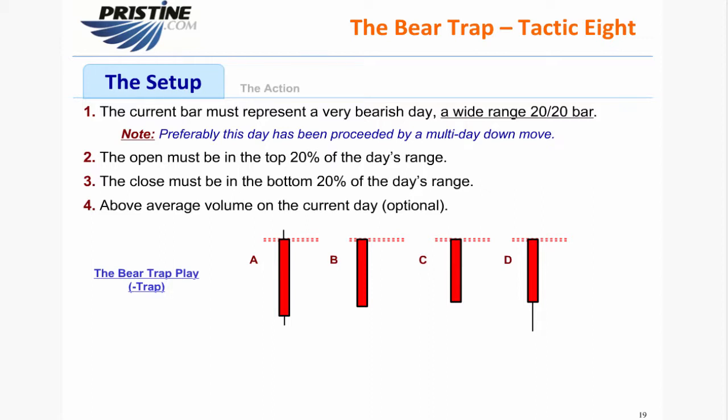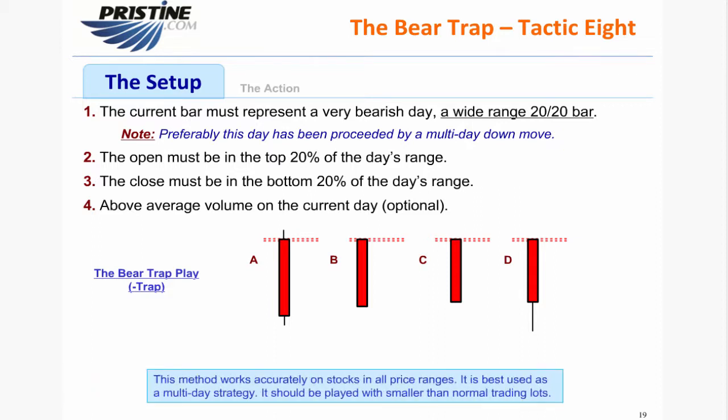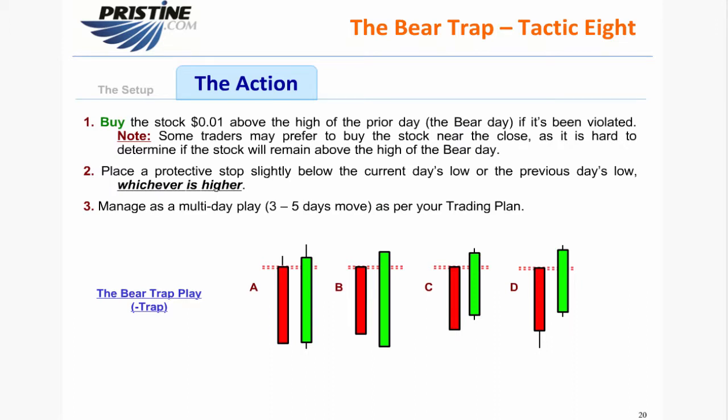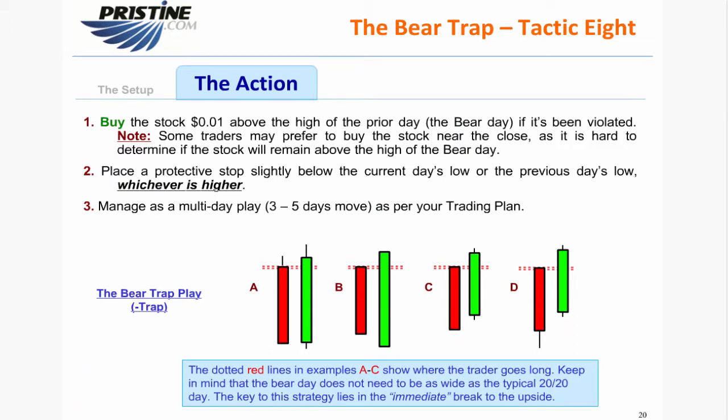The bear trap, tactic number 8, is just the opposite. So here you've got at least one bearish 2020 bar. It would be ideal if it's been preceded by a multi-day move down. That would be better. But the power of this setup is why we don't necessarily require it. So you get the bear trap as we trade above the high of the prior day. That triggers the entry long. Your stop goes under either the low of the current day or prior day, whichever is lower.